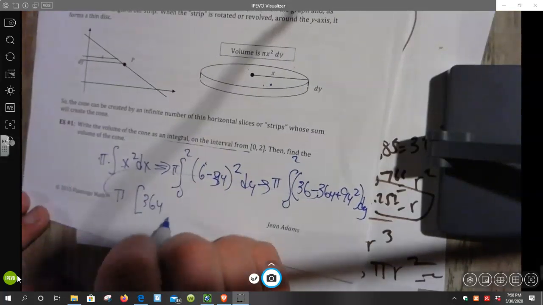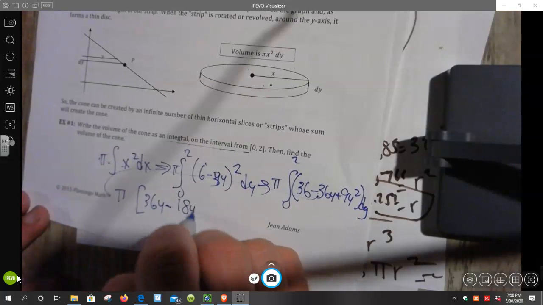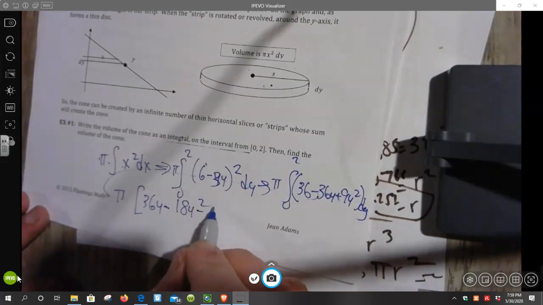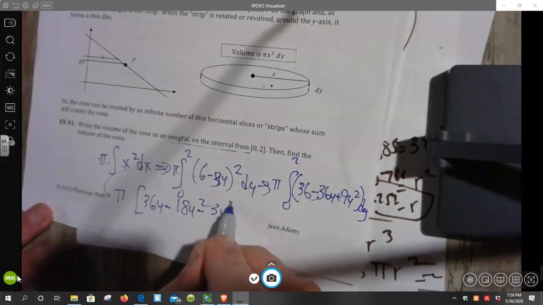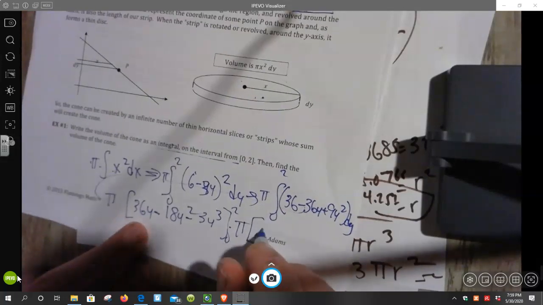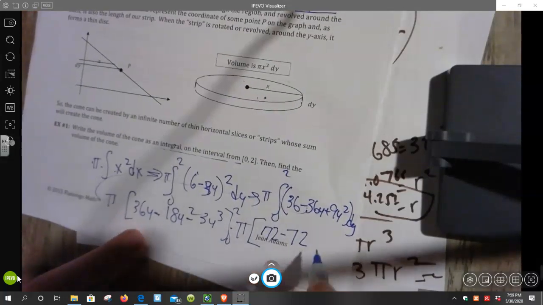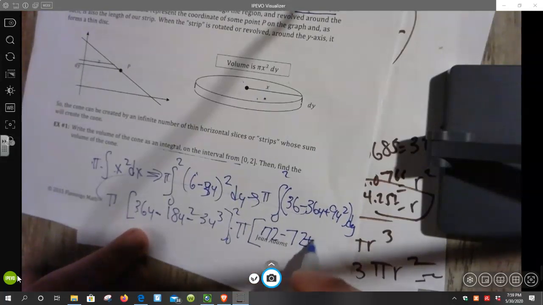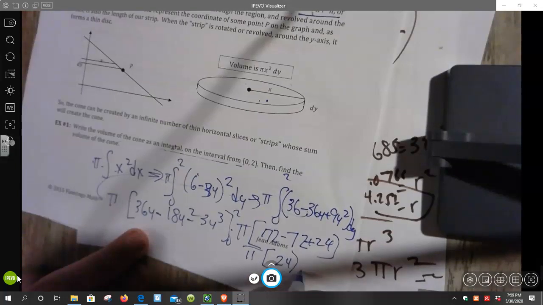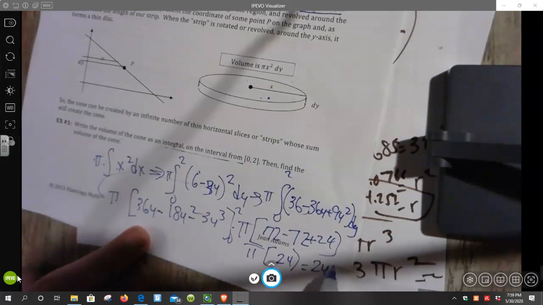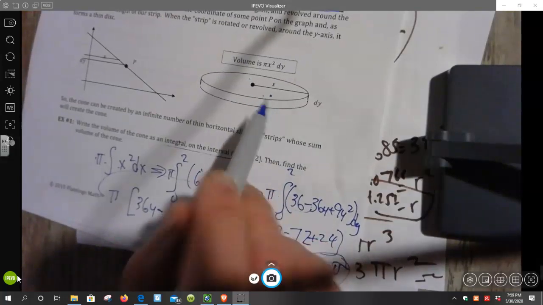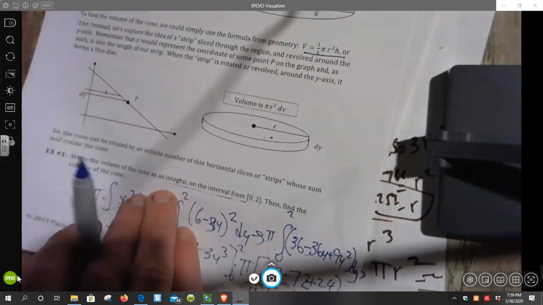Okay, 36y minus 18y squared because it's going to be 36 y squared over 2 minus 9y cubed over 3, which is 3y cubed, evaluated from 0 to 2, which is going to be pi, which goes 72 minus 72, you have to plug in a 2 there, plus 24. So it looks like pi times 24, which equals 24 pi. So 24 pi is the volume of that three-dimensional disk. Okay, that's what's happening there.